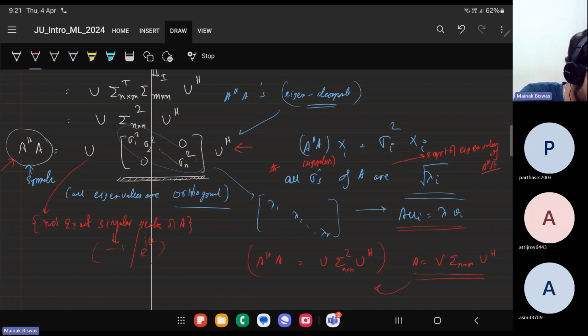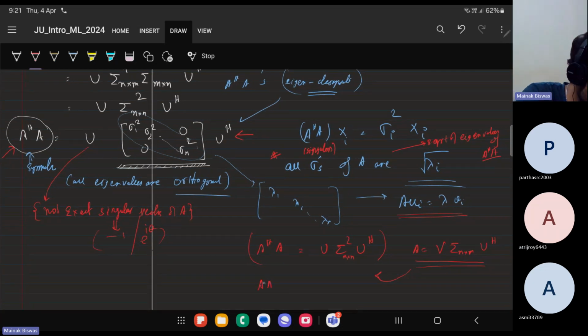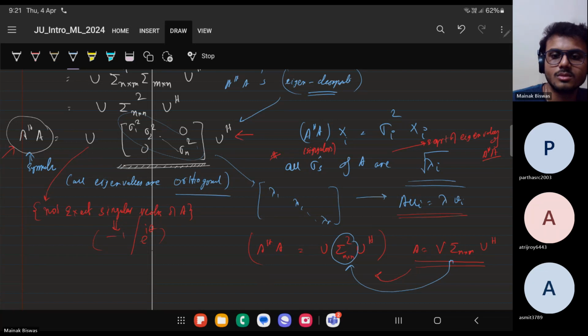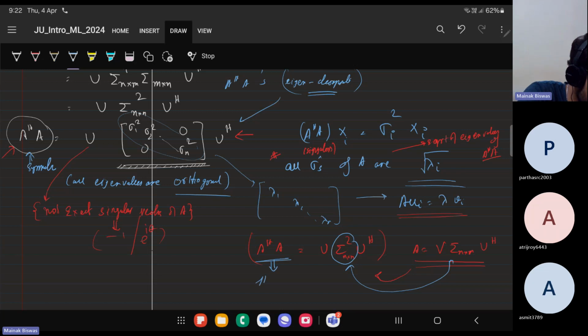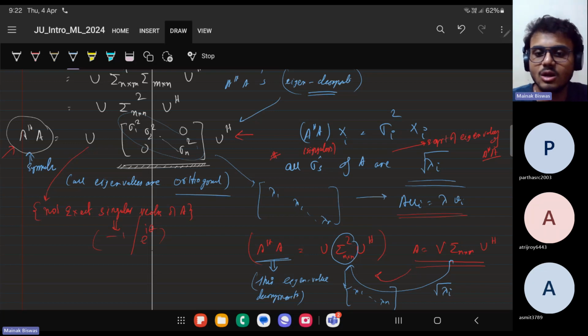Now you see these sigmas are the same as these sigmas, yes or no? But it is easier on the left hand side because this is an eigenvalue decomposition, which is easy to find. I'll do the eigen decomposition, and then I'll take the square root of the lambda i's. If these give me lambda 1 to lambda n, the square root of lambda i will be the singular values. Clear? That is how to find the singular values.